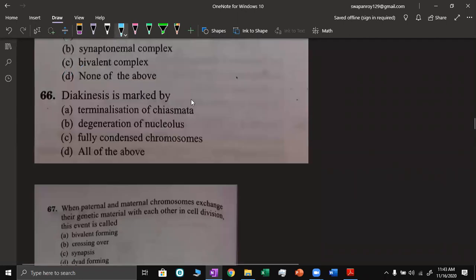Diakinesis is the last stage of prophase one. So here the terminalization of the chiasmata takes place. Degeneration of the nucleolus takes place. Chromosomes are fully condensed. So all of the above is the answer.